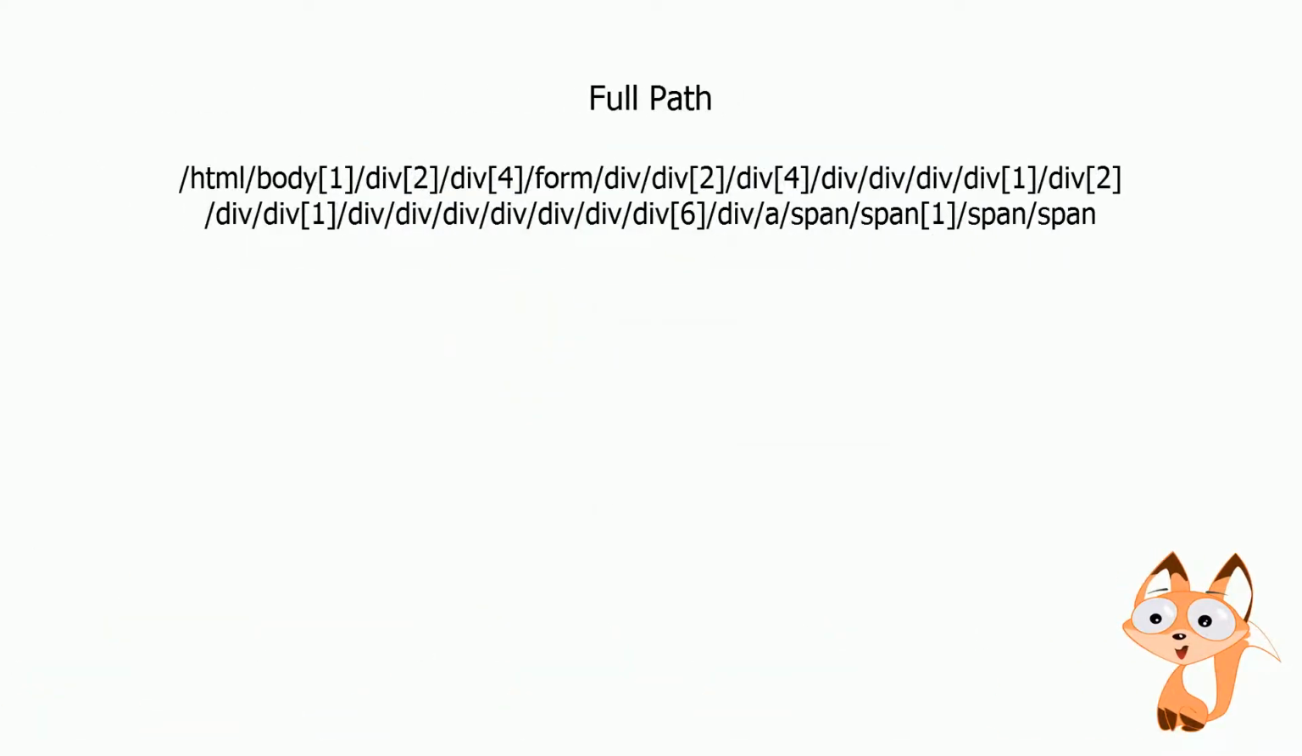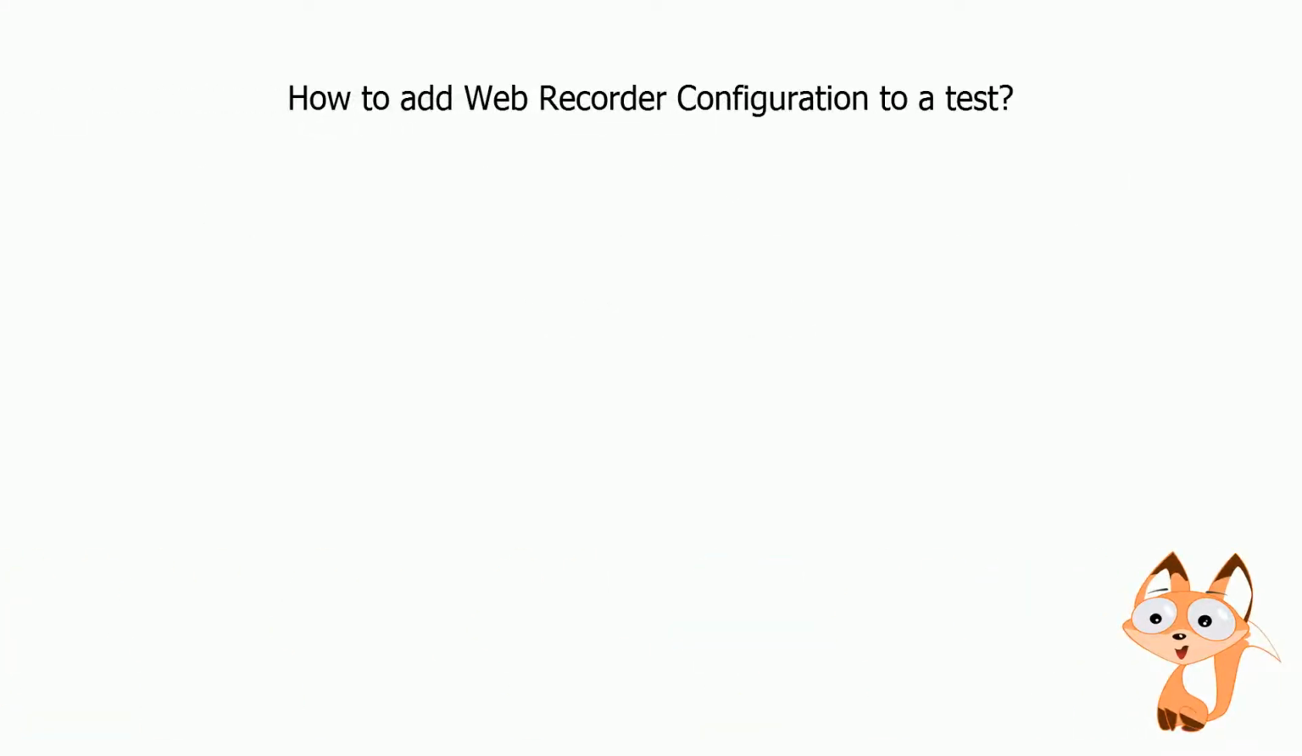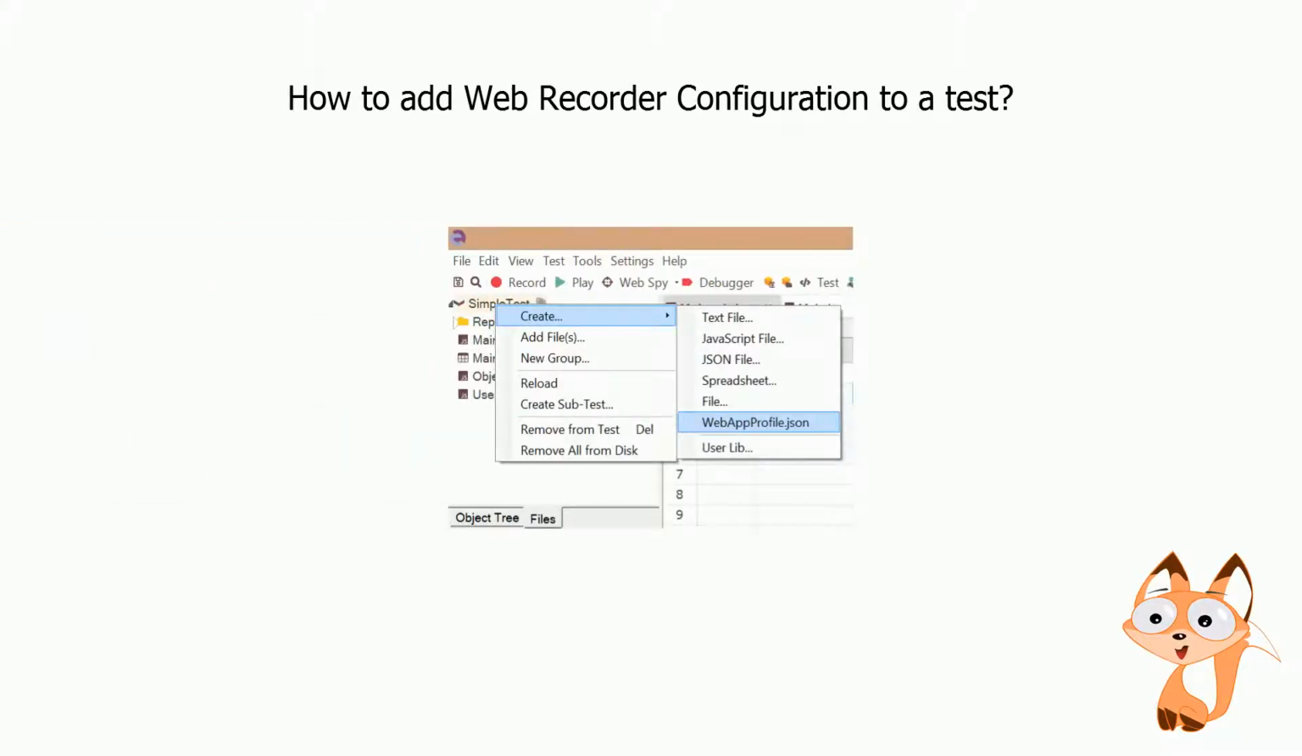Recording full path is also a bad idea. A long locator is fragile, hard to understand, and hard to fix. The longer the path, the greater the probability it may become invalid after a tiny application update. How to add web recorder configuration to a test? It is easy. Right-click the test node in the Files view and choose Create WebAppProfile JSON.